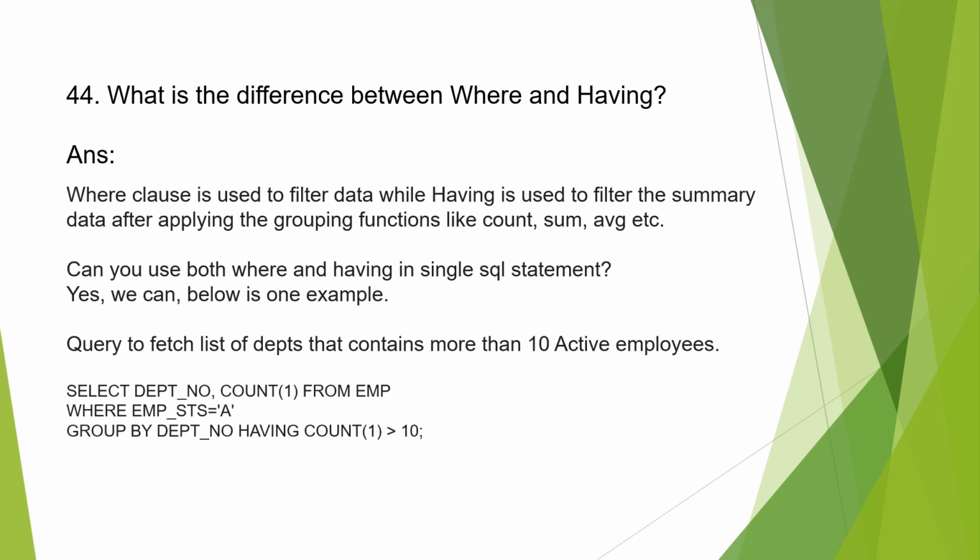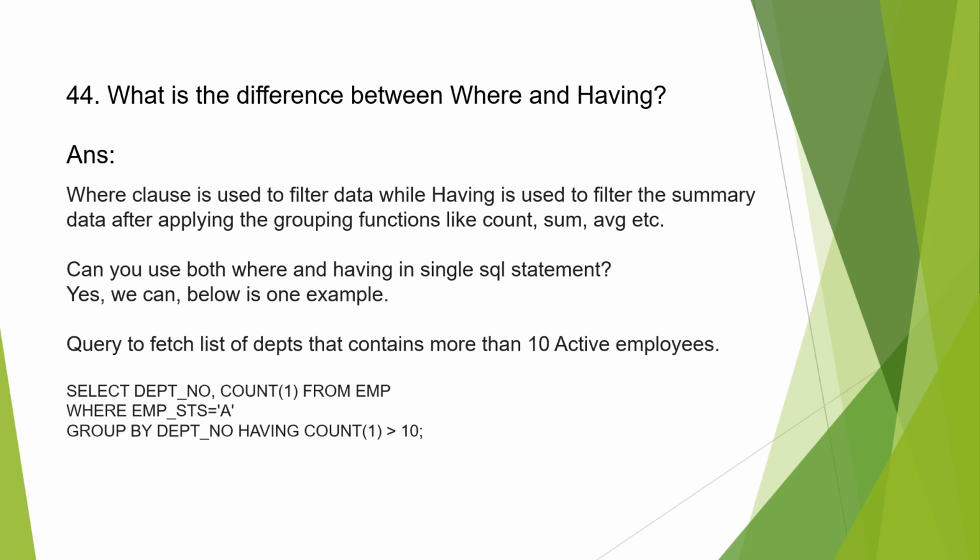Suppose my question number 44 is, what is the difference between where and having? The WHERE clause is used to filter the data, while HAVING is used to filter the summary data. We apply WHERE to filter the data based on some conditions, but we apply HAVING once we are done with the grouping and calculating summaries using GROUP BY; then on the grouped data we can apply filters using the HAVING clause. You may get another question like, can you use both WHERE and HAVING in the same SQL statement? Yes, we can. We can apply some conditions, then group the data, then apply conditions on the summary data.